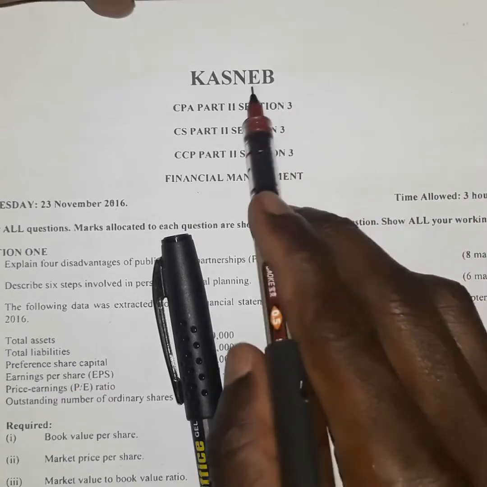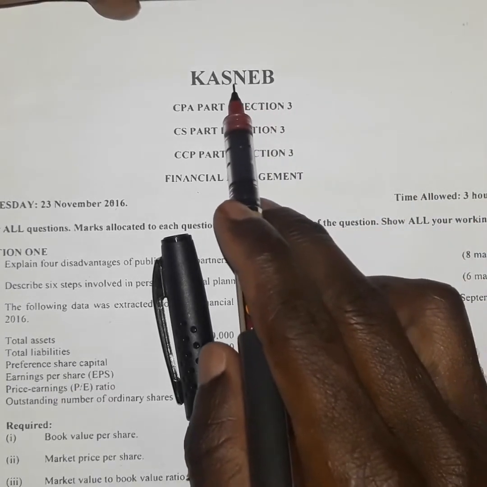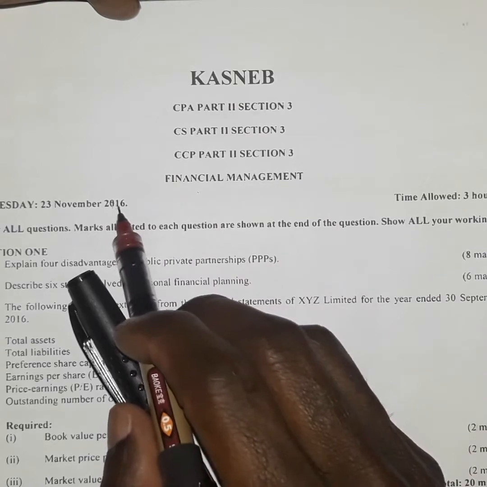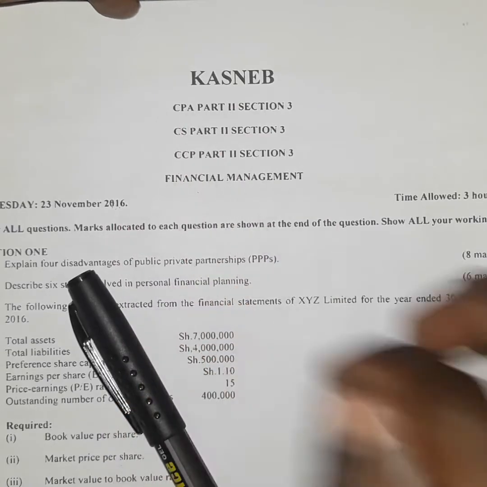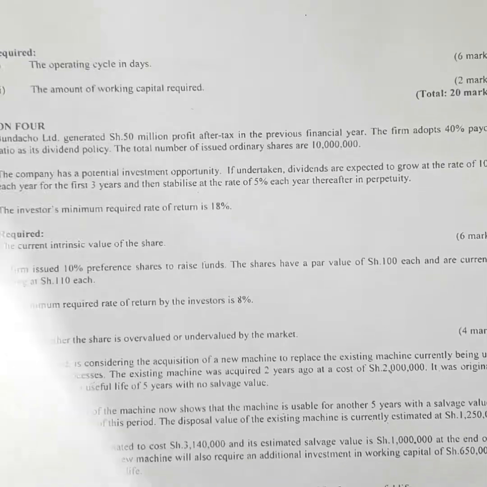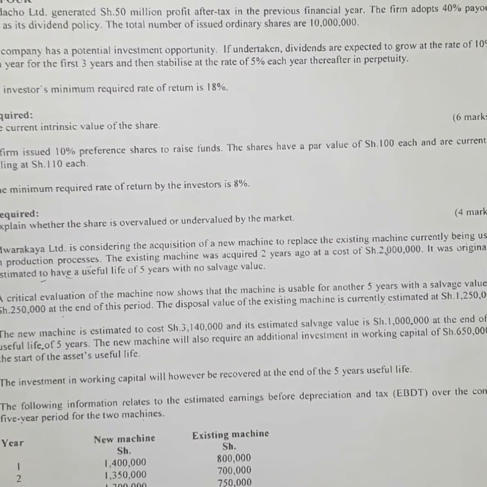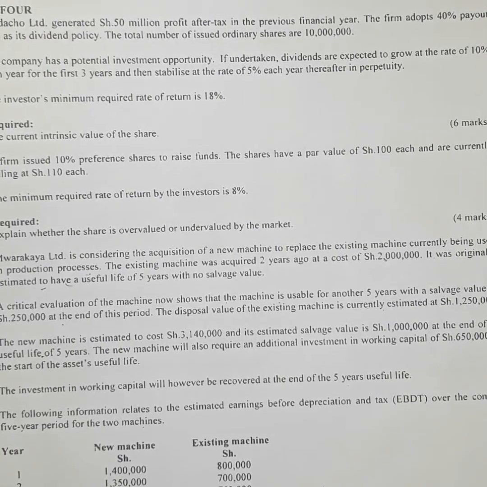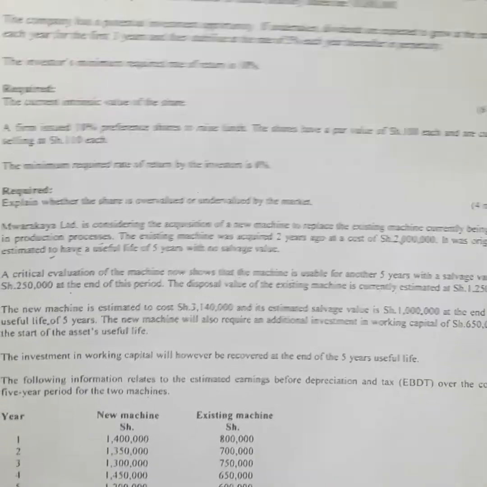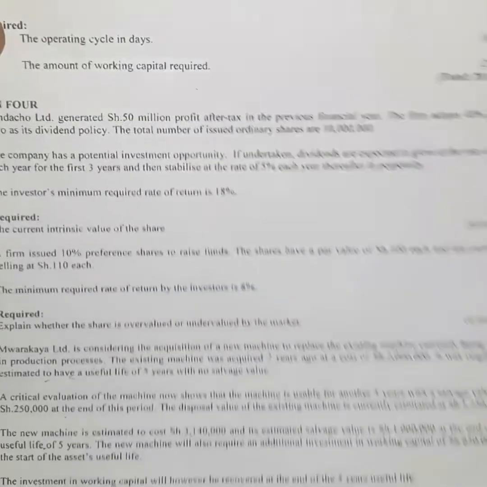Now we have an extract of a KASNEB past paper, that is 2016 CPA Financial Management, and the question is all about replacing an already existing asset. And we are going to go through the question as we extract the vital information that will assist us in our working.